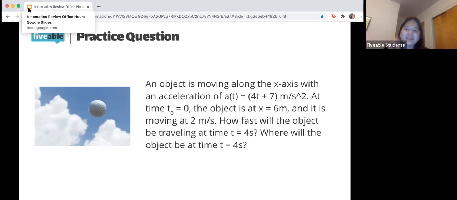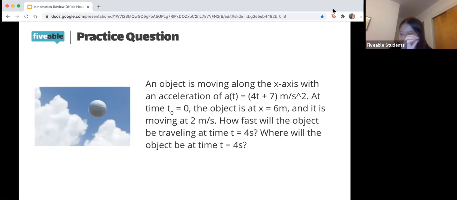Okay, let's read the next one. An object is moving along the x-axis with an acceleration. Here we got a formula. Already in the back of your mind, you should be thinking, I've been given an equation for acceleration, which probably means I'm going to be working with it, usually to find velocity, maybe to find displacement, or position, I should say. At time t naught, or initial time 0, the object is at x equals 6 meters, and it is moving at 2 meters per second. So those are our initial givens.